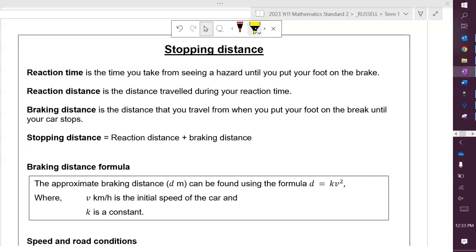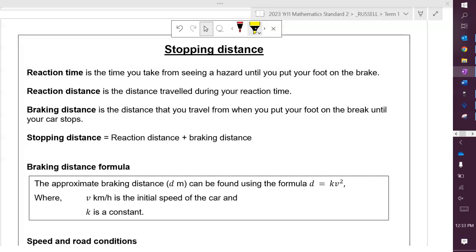In this lesson, we're looking at stopping distance. This is when we're talking about driving, if you need to brake suddenly, how long it could take you to actually stop. So if a child ran out onto the road, or if you had to brake suddenly because someone walked out onto a pedestrian crossing.